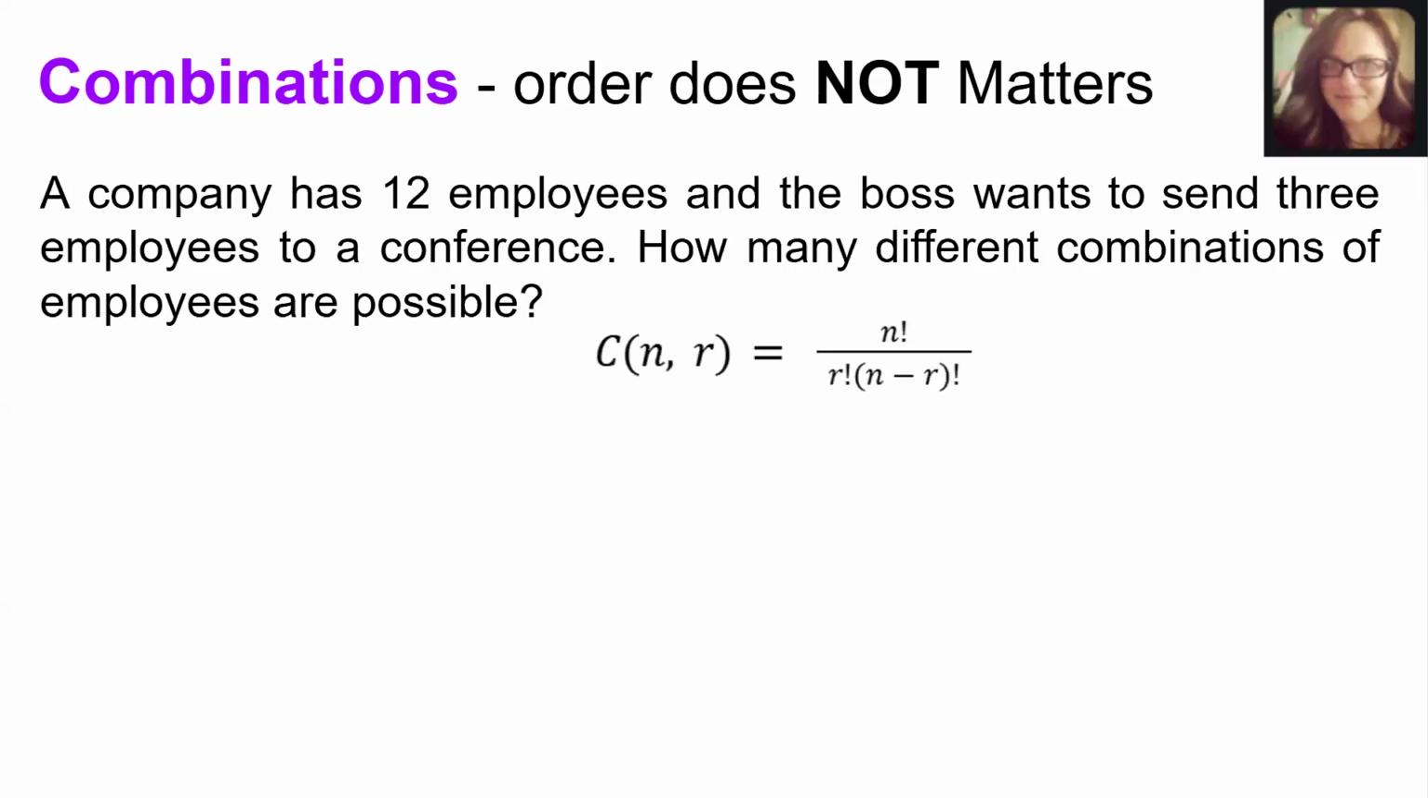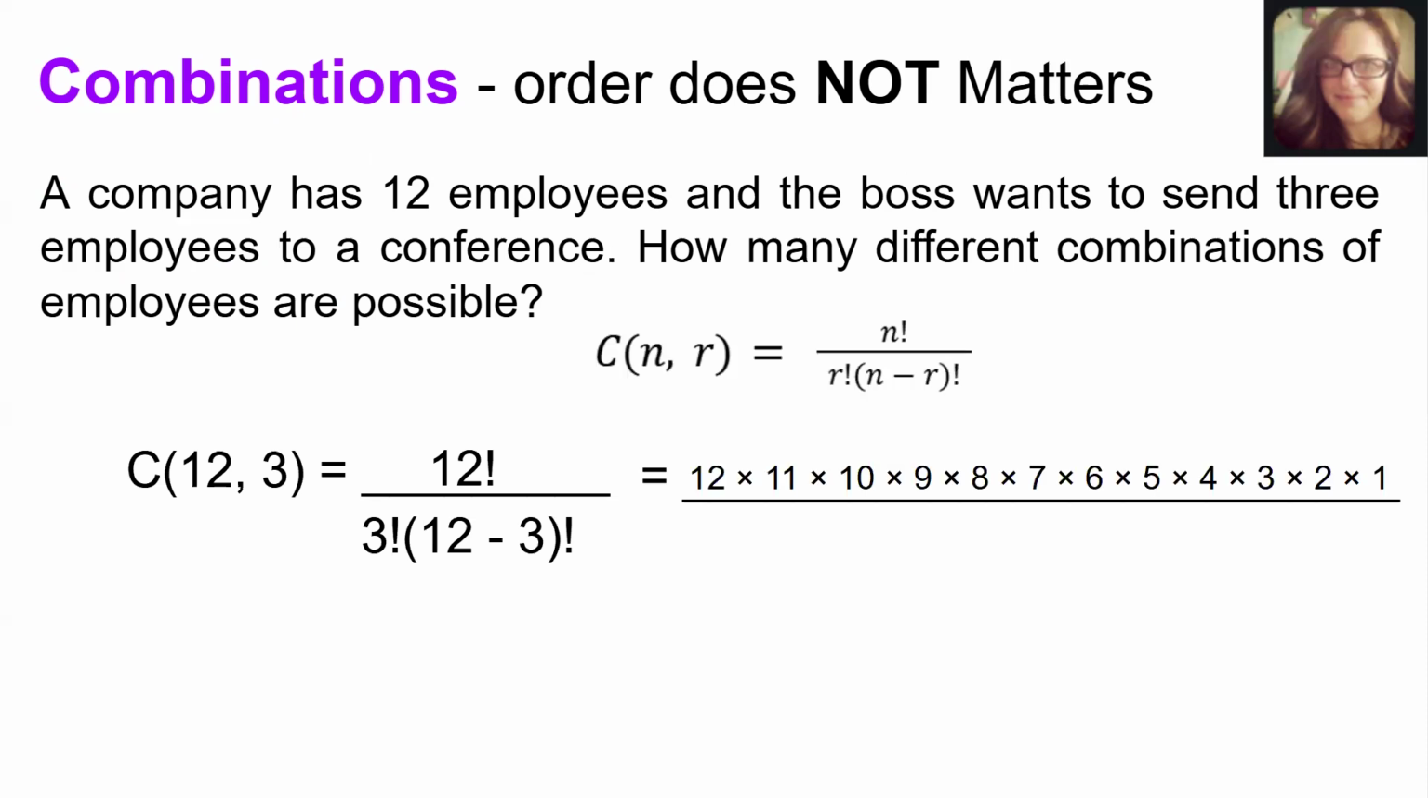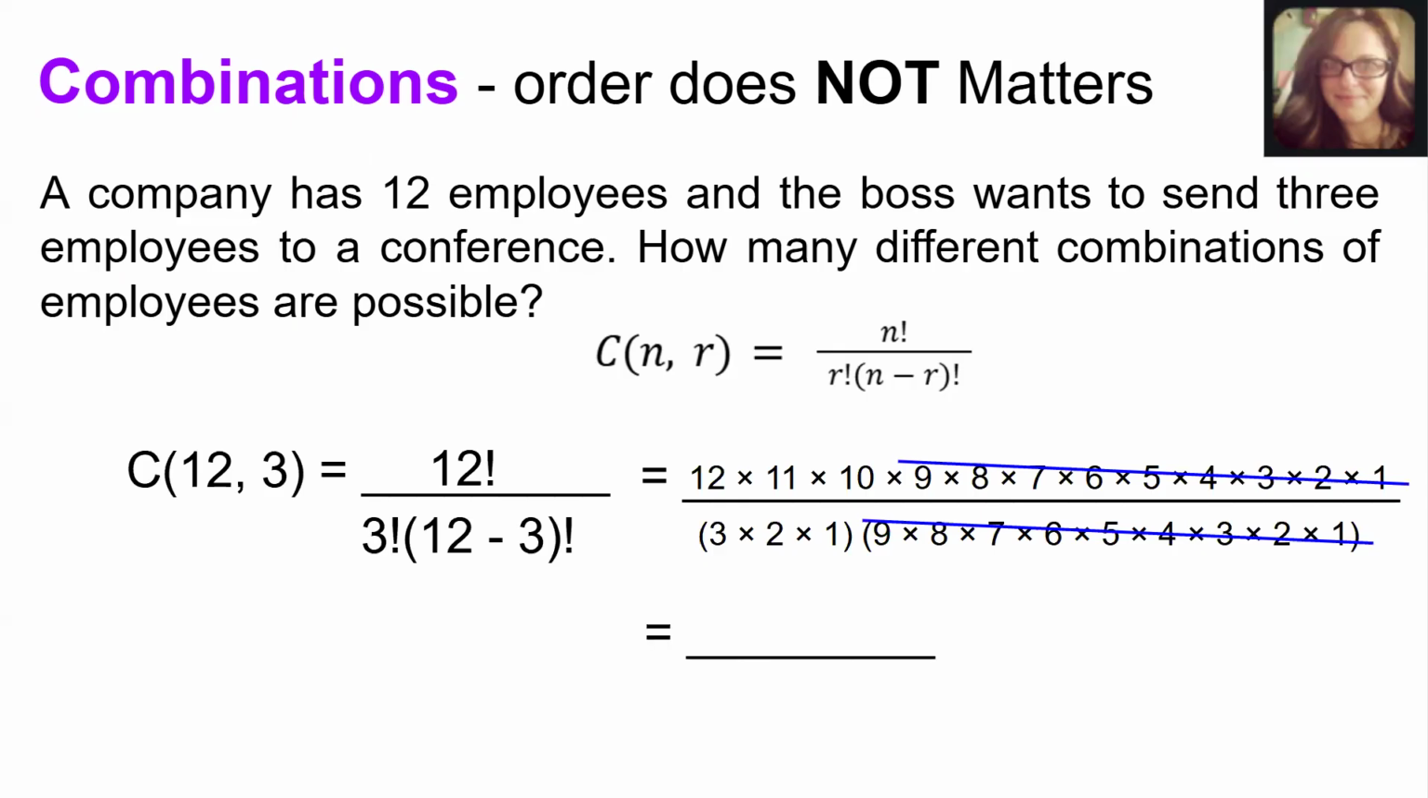So we do have 12 total employees. So 12 is n, and we're choosing 3 at a time. So r is 3. We'll fill in our formula. We'll subtract and multiply. We can cancel 9 times 8 times 7 times 6 with 9 times 8 times 7 in the bottom. And we are left with 1,320 divided by 6 is 220 different combinations of 12 employees choosing 3 at a time where order doesn't matter.